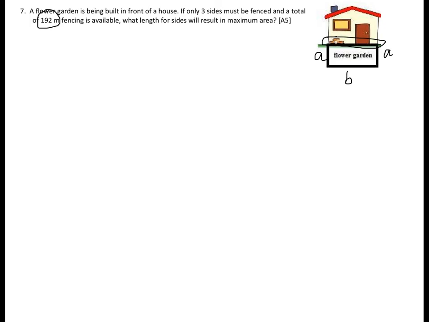So, the first thing is that we know that the perimeter or the amount of fencing we have is 192, which is equal to A plus B plus A, which is 2A plus B. That's the first equation. The second equation that we have to solve is to maximize the area, which is A times B, length times width. Now, to solve this one, you have two equations, two unknowns. We can solve it easily.